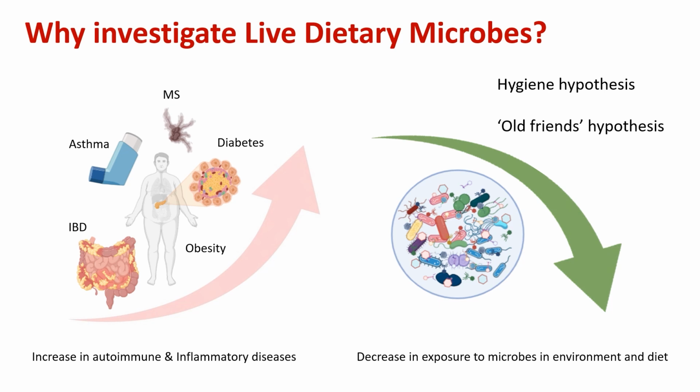Now there's an observation that's been made by many people that over recent decades, there has been an increase in certain autoimmune and inflammatory diseases, these chronic non-infectious diseases. And this has happened at about the same time as we have had a decrease in exposure to microbes in our environment and our diet. Our environments are more hygienic and our food is more processed perhaps and doesn't contain as many live microbes.